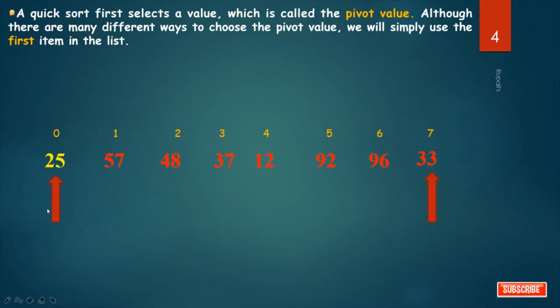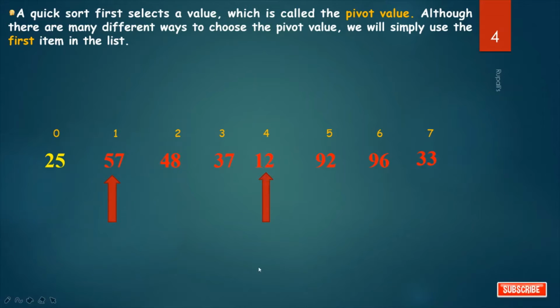So, increase the lower pointer. So, it is 57. Is 57 greater than 25? Yes. So, stop here. Now, from the right hand side, you have to decrease the upper pointer till we get an element that is less than the pivot element. So, 33 is greater than 25. So, skip. Then 96 is greater than 25. So, skip. 92 is greater than 25. So, skip. 12 is less than 25. So, stop.